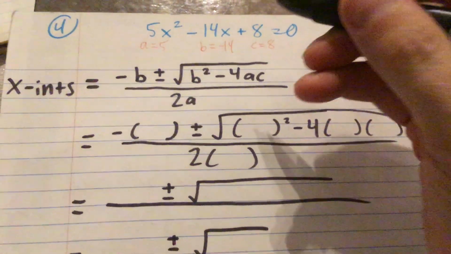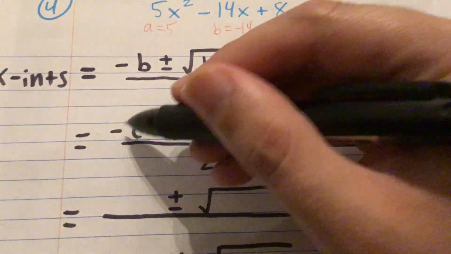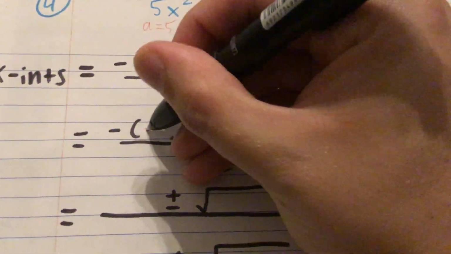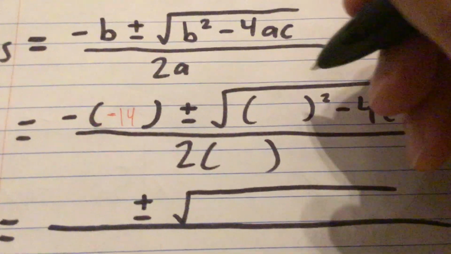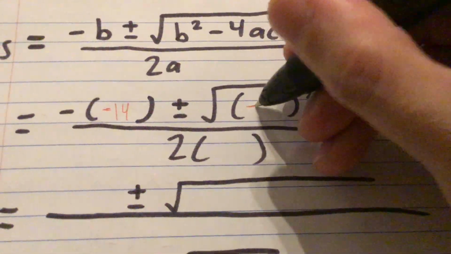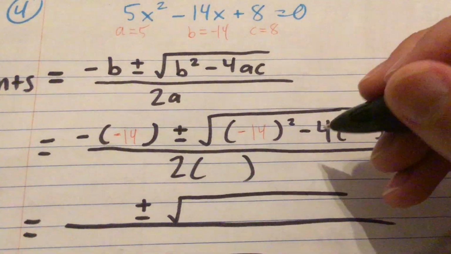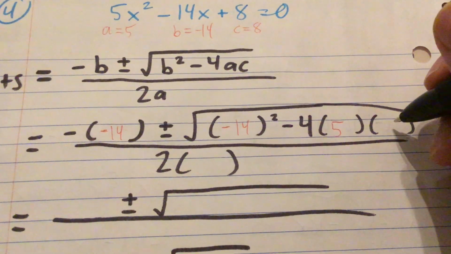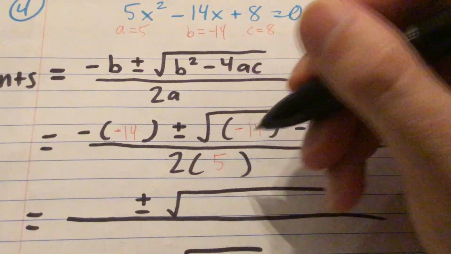So we're going to look at b. b is negative 14, so even though there's a negative in front, I'm going to put negative blank, and I'm going to fill that blank with negative 14. So negative b plus or minus the square root of b squared, that b is negative 14 still, minus 4 times a, which is 5, times c, which is positive 8. All that over 2 times a, which is 5.